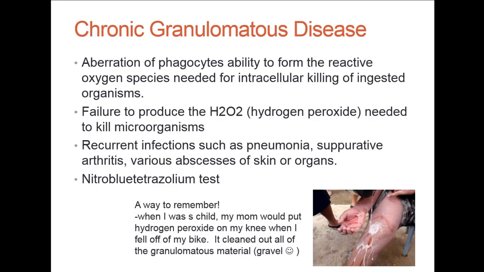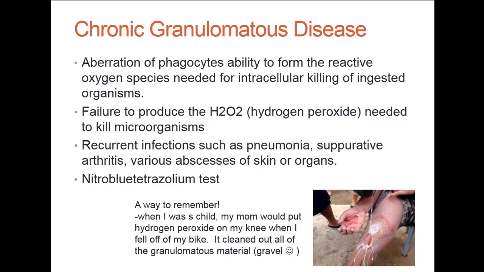So chronic granulomatous disease is an aberration of phagocytes' ability to form the reactive oxygen species that's needed to kill ingested organisms. So once a cell takes in, let's say a bacterium or something like that, it needs to have a certain process take place to kill those microorganisms. Well, with this disease, there's a failure to produce the hydrogen peroxide inside the cell that's needed to kill the microorganisms. We see a lot of pneumonia, skin abscesses, arthritis, things like that. We use the nitroblue tetrazolium test for this one.